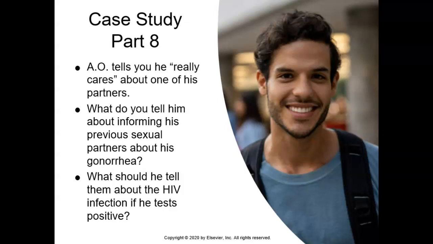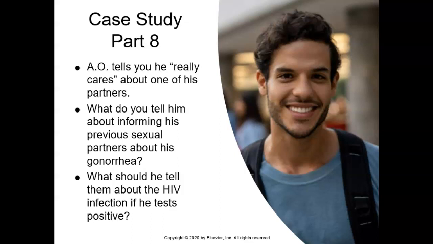So he should be encouraged to inform his sexual partners about his gonorrhea. He should be told that gonorrhea is often asymptomatic in women, and his recent female sexual partners need to be tested and receive treatment, or they may develop infertility. His male partners also need to be diagnosed, treated, and counseled about transmitting this infection to others.